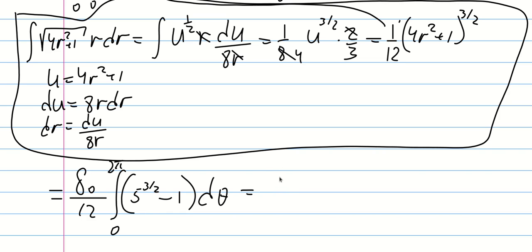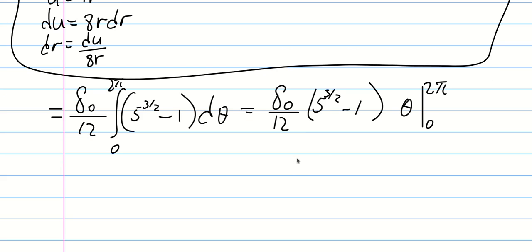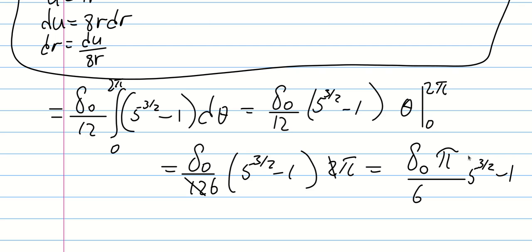Okay, so basically what do we have? We have delta sub 0 over 12, 5 to the 3 halves minus 1, and theta evaluated from 0 to 2 pi. And if we look into the future, 0 will zero everything out, so the only thing we need to plug in is 2 pi. So we have 5 to the 3 halves minus 1 times 2 pi, so we can divide, and we have delta sub 0 pi divided by 6, times 5 to the 3 halves minus 1.